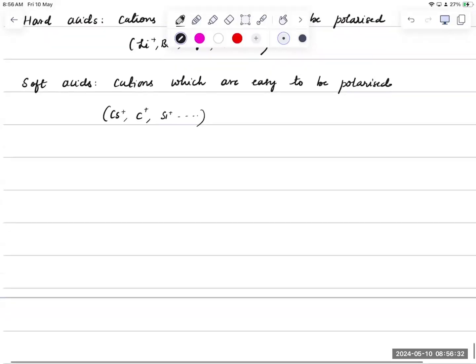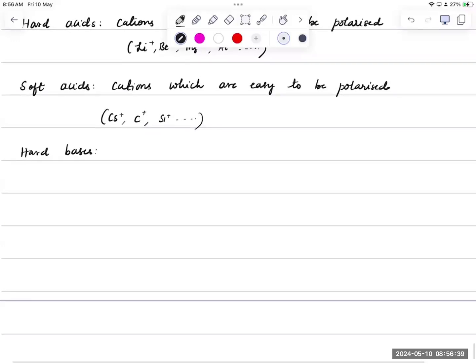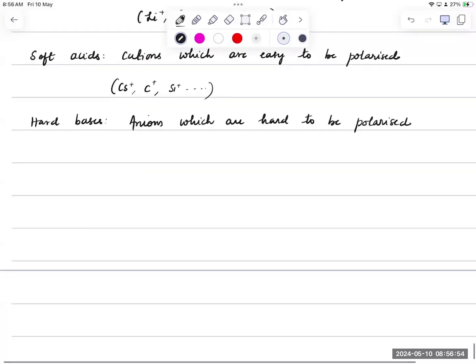Next, hard bases. Hard bases are anions which are hard to be polarized. For example, F minus, OH minus. These are very small size ions. So when you have small size ions, it is very difficult to get polarized.